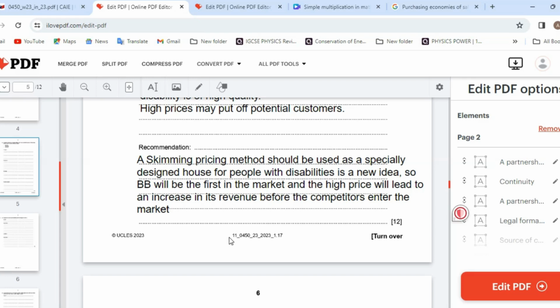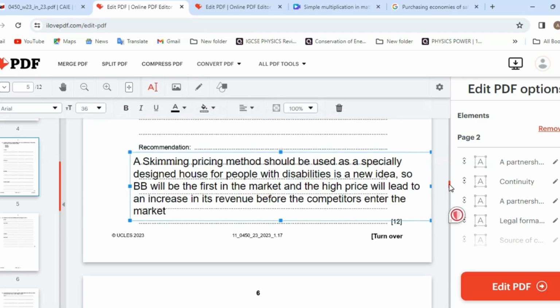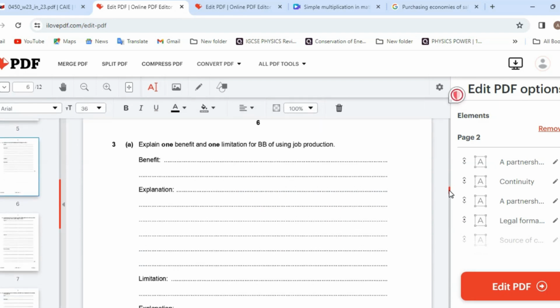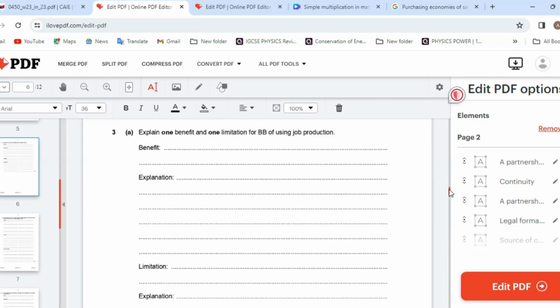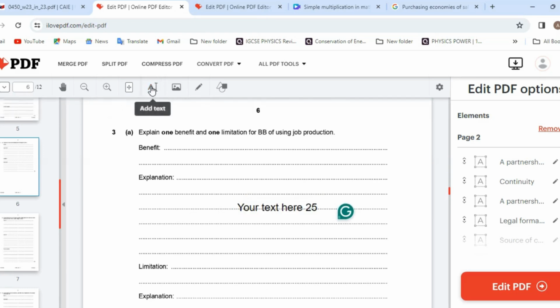Okay, let's see the next question that we have. We have question 3A, which says explain one benefit and one limitation for BB using job production. One benefit, that is the advantage, and one limitation or disadvantage. The first benefit is that a high price may be charged because it is an individually designed product when using job production.